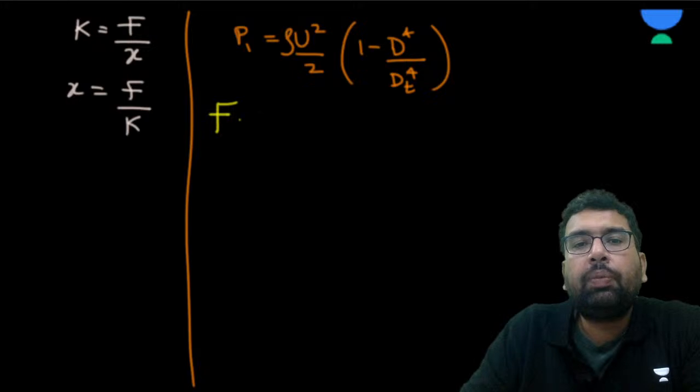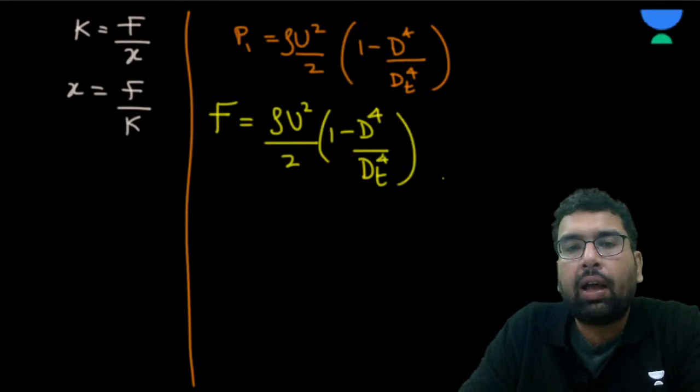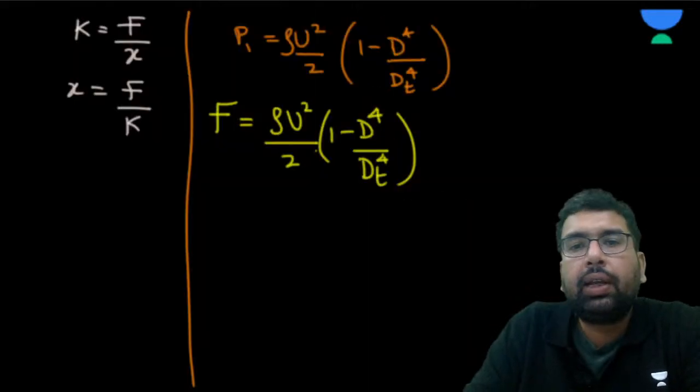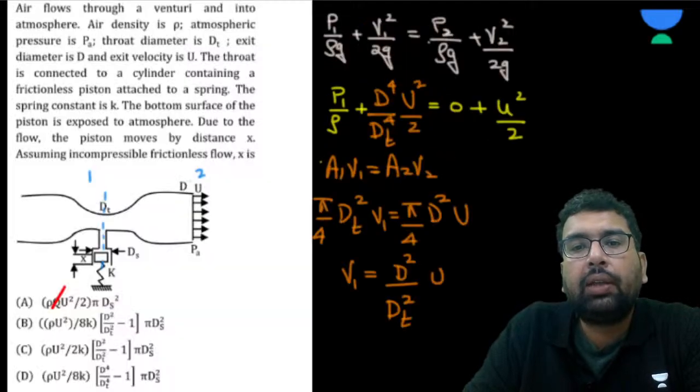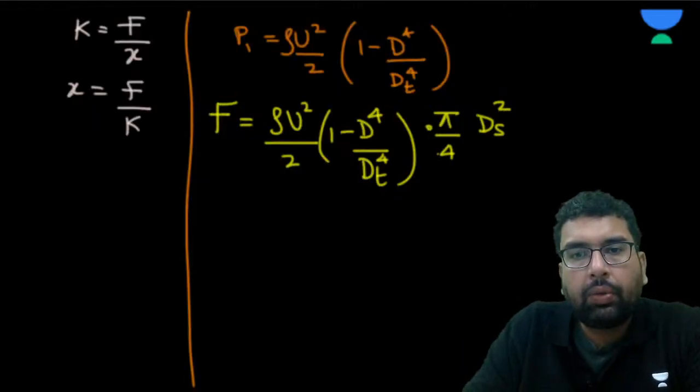So force will be this pressure multiplied with the area. So what is the area here? The area is pi by 4 ds square. The area is pi by 4 ds square. So this is going to be your force, right? Okay, so what will be the x?